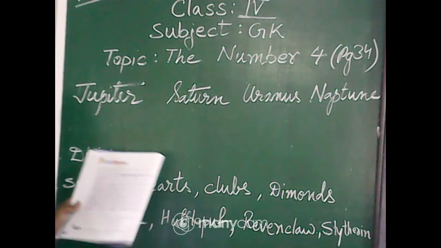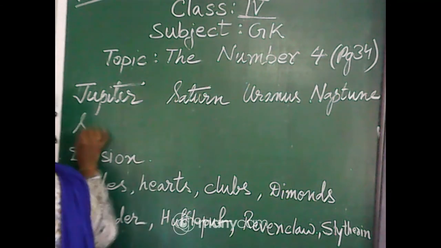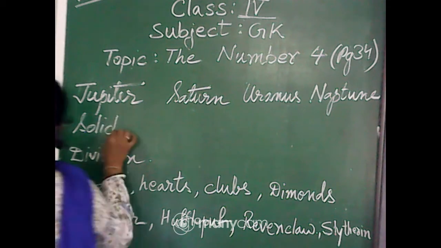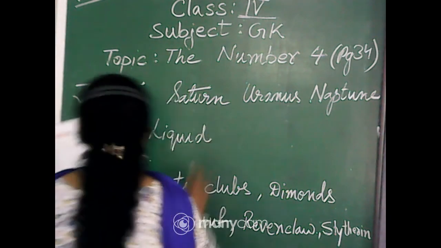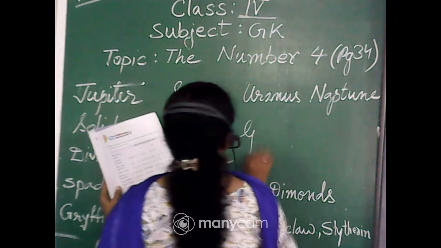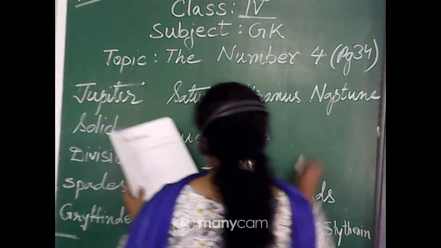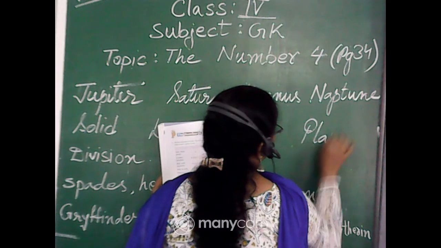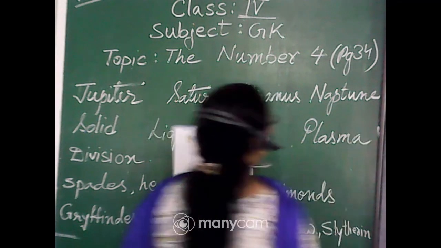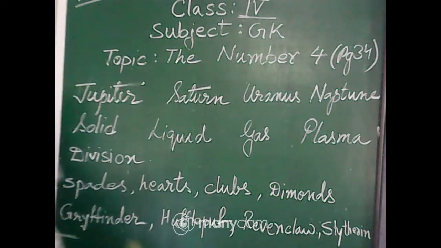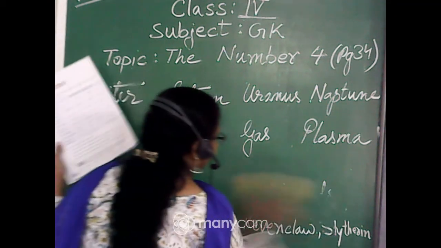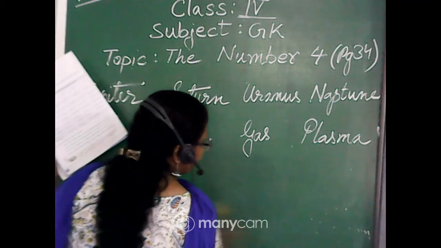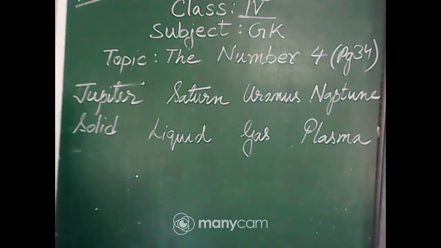Next comes states of matter. So you know solid, liquid, gas and plasma. These are the 4 states of matter. It can be in solid form, it can be in liquid form, it can be in gas form, or it can be in plasma form.